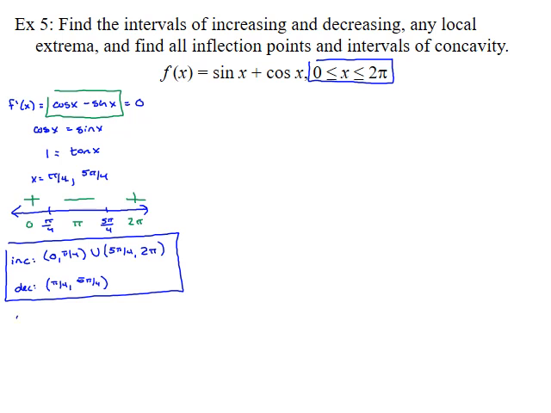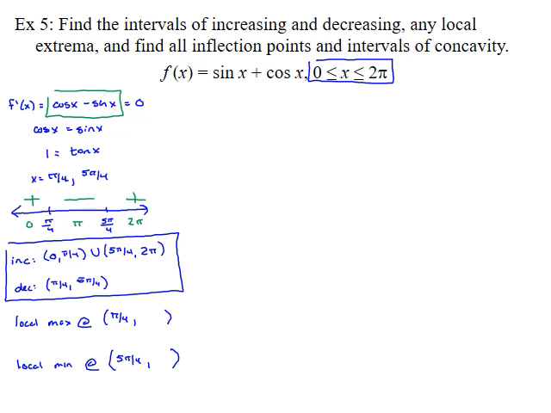And then the second part of the first derivative is, do you have any local maximums or any local minimums? The definition of a local max is when you change from increasing to decreasing. So that does occur at the pi over 4. So we will have one local max. And then you have a local min when you change from decreasing to increasing, and that does occur at 5 pi over 4. So you do have one local minimum.